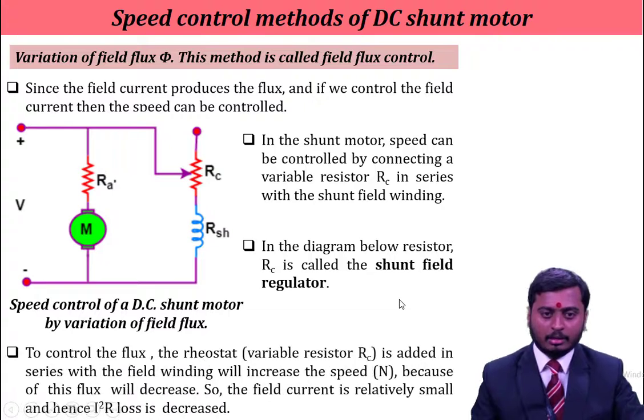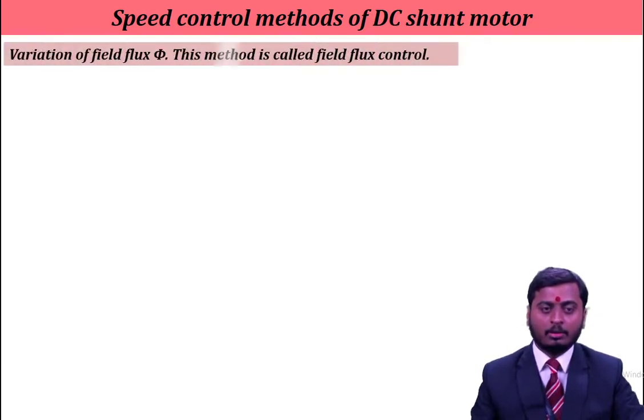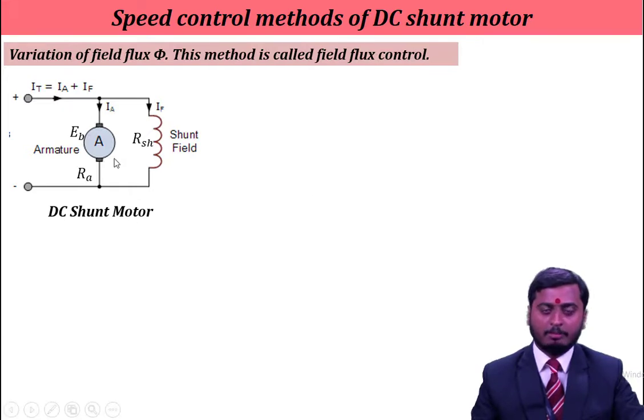Now here, to control the flux, the rheostat, that is a variable resistor RC, is to be added in series with the field winding, and because of that there will be an increase in the speed. Why? Because of the flux. Here flux is going to decrease. So the field current is relatively small, and therefore whatever power loss, that is I square R loss, will be decreased here.